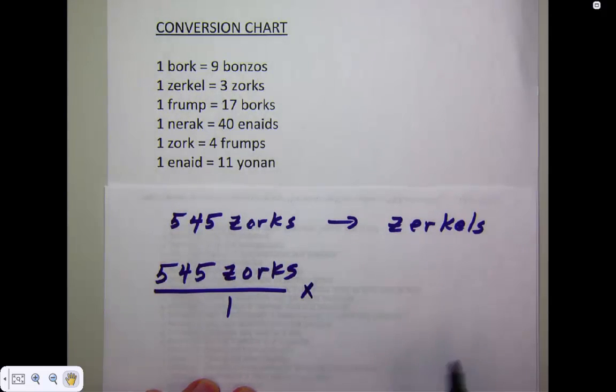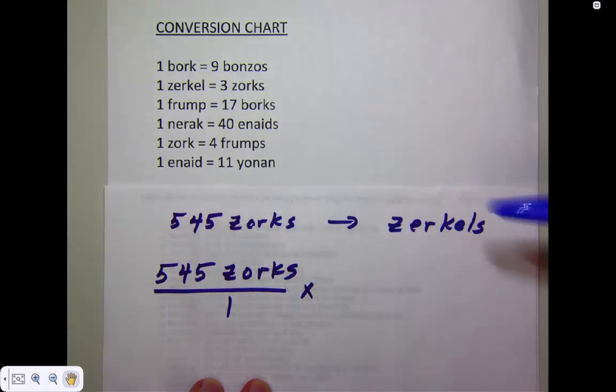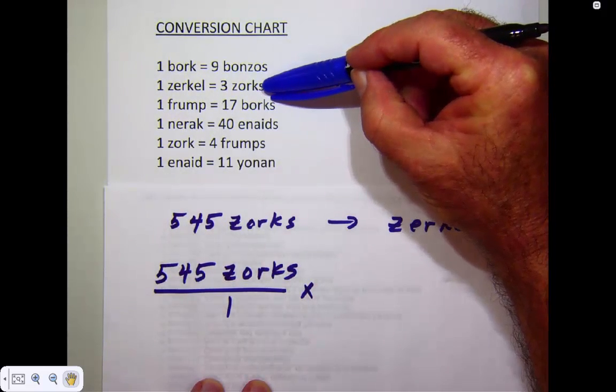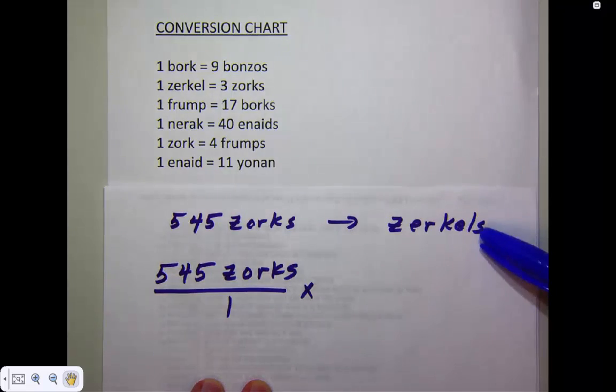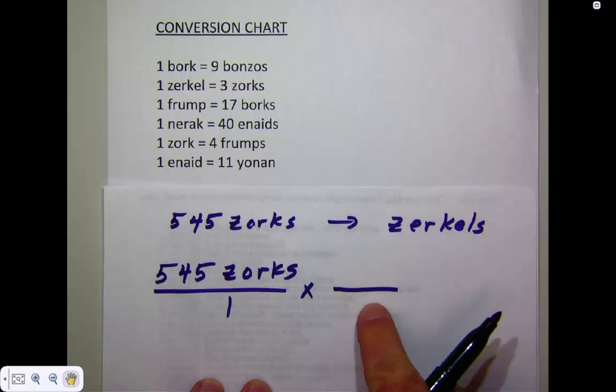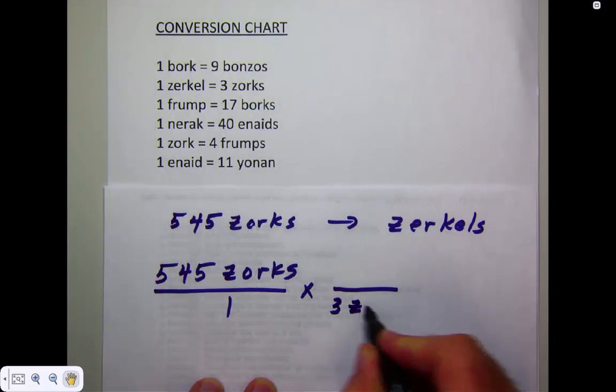What we want to do now is to see if we can go to our list of conversion factors and see if there is a relationship between Zorks and Zirkles. And as we look down through the chart, we notice there is, right here at the second one, that we have 1 Zirkle is equal to 3 Zorks. Notice that we want to end in Zirkles, and therefore we've got to get rid of Zorks. So what we will do is to set the Zorks here. We'll put it on the bottom of the fraction because we want it to go away. We want it to cancel out. And so we're going to put the 3 Zorks on the bottom.